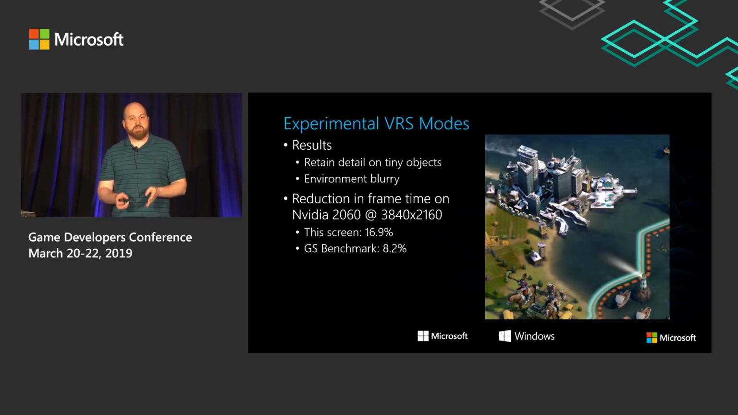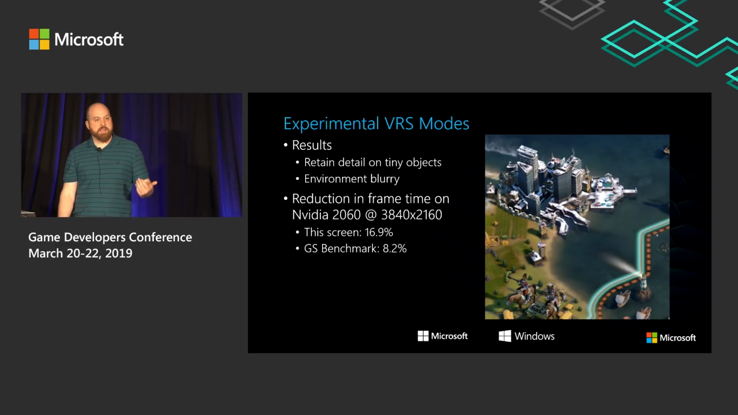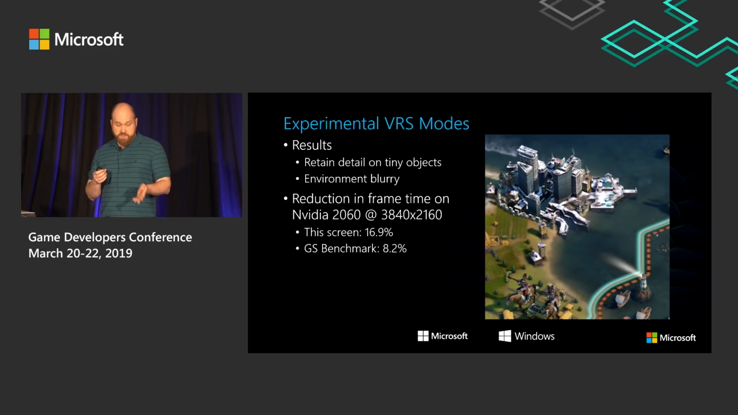For this particular scene, running on an NVIDIA 2060 at 4K, we got almost a 17% reduction in the time required to render the frame. And for this scene, that took us from below 60 frames a second, like middle 50s, up above 60 frames a second. So it is relevant performance.